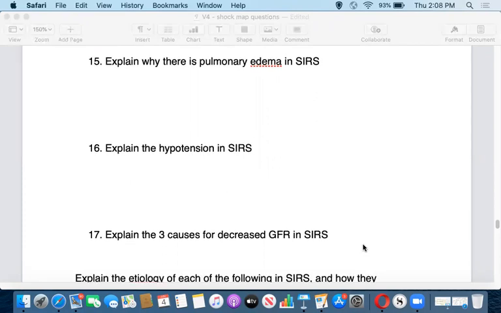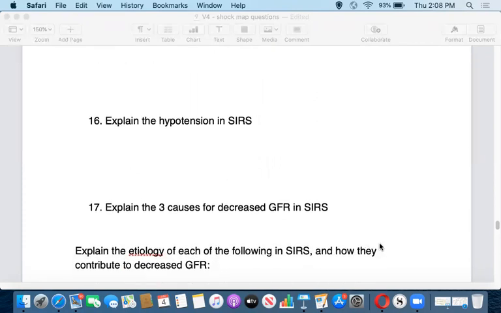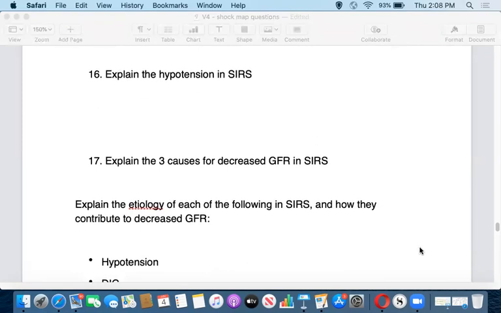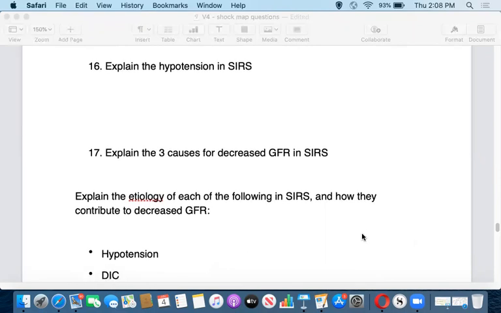Well, of course, you've got the hypotension. So the etiology of hypotension we've just talked about. That was question 16. Then you've got disseminated intravascular coagulation. So first of all, you've got the paradoxical 2 things going on. Number 1, you've got a bleeding risk. So maybe the patient's bleeding. So they're losing blood volume, and that would certainly decrease GFR.